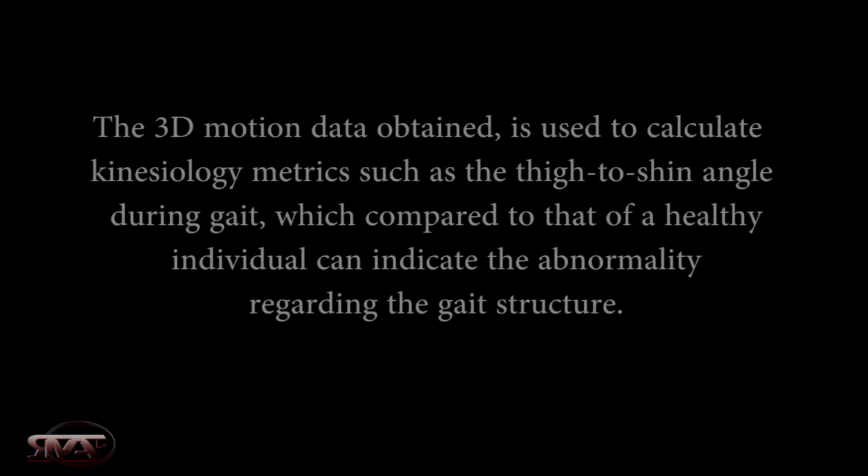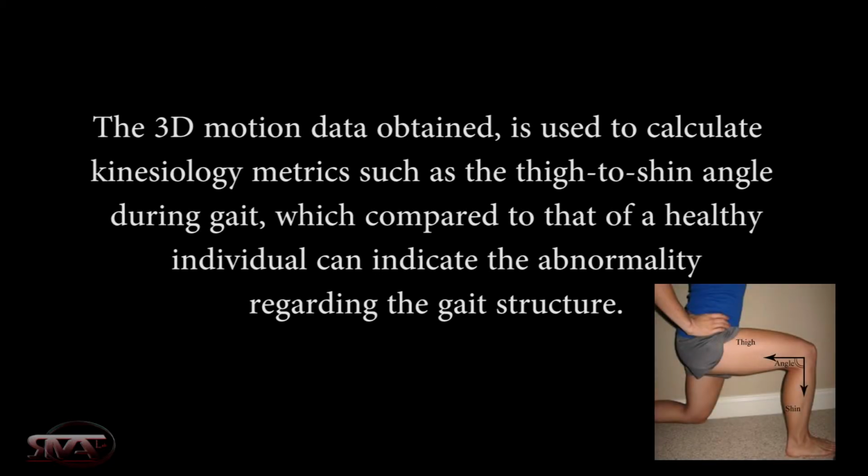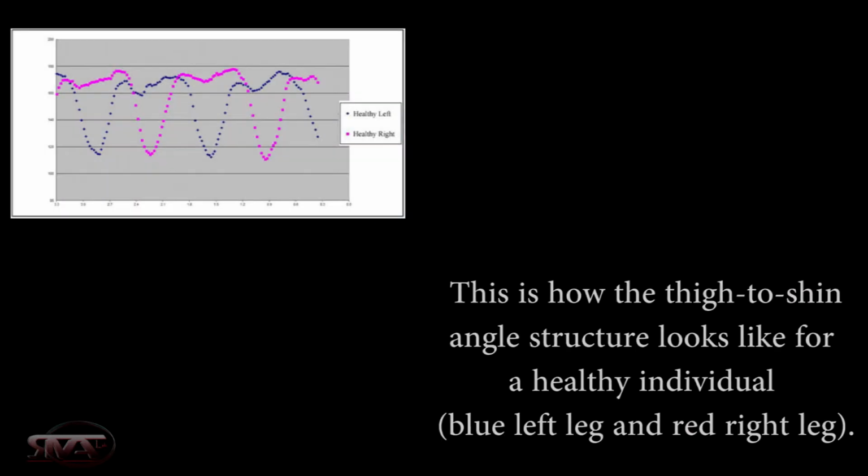The 3D motion data obtained is used to calculate kinesiology metrics such as the thigh to shin angle during gait, which compared to that of a healthy individual can indicate the abnormality regarding the gait structure. This is how the thigh to shin angle structure looks like for a healthy individual, where the blue structure represents the left leg and the red structure represents the right leg.